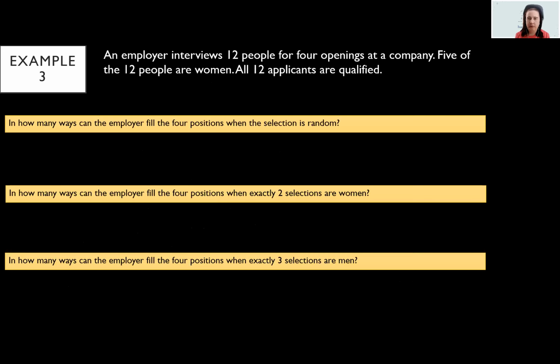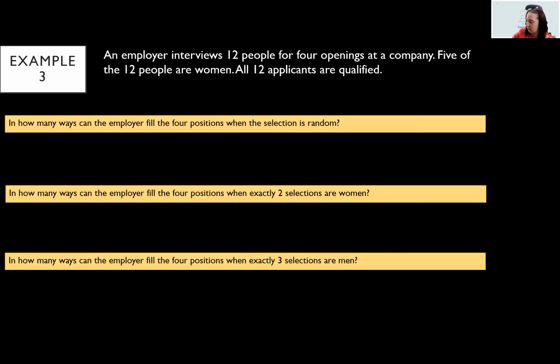Here's another example. An employer interviews 12 people for 4 openings at a company. 5 of the 12 people are women, and all 12 applicants are qualified. So we're assuming that all 12 could get the job. For this type of problem, we're going to assume that they're all going for the same position, because if you're going for different positions, then the order might matter. But we're going to assume that the 4 openings are for the same type of job, so it doesn't matter who gets picked first. In how many ways can the employer fill the 4 positions when the selection is random?